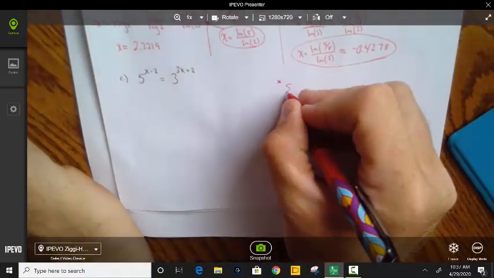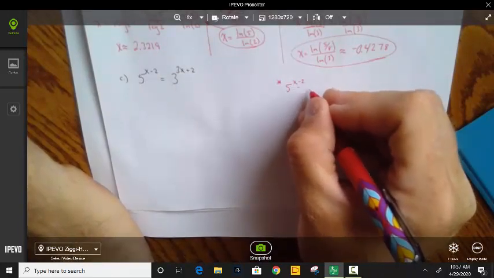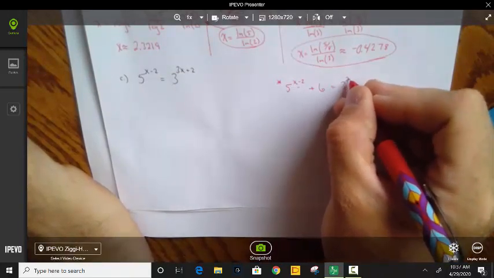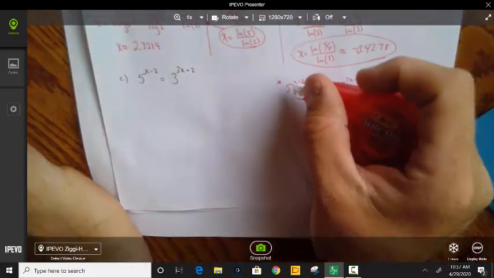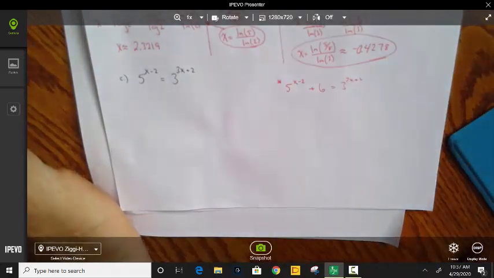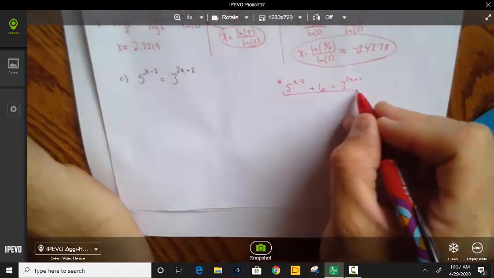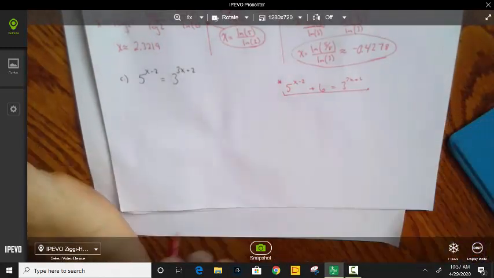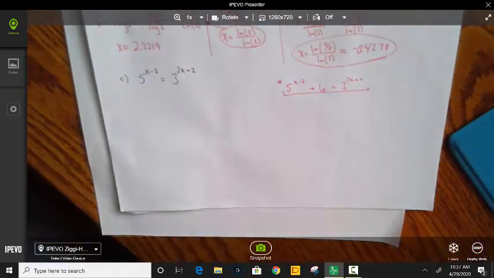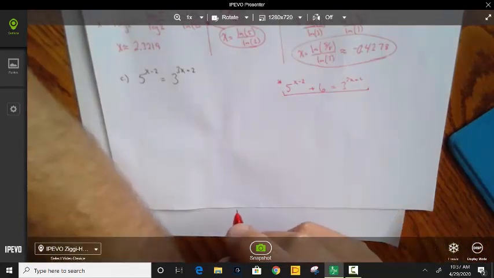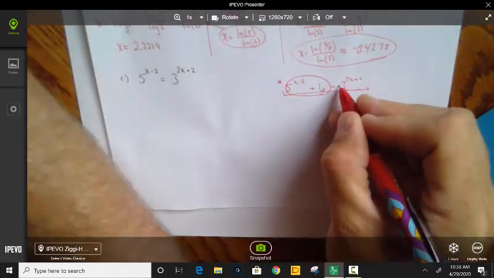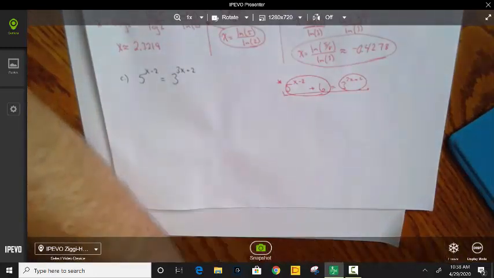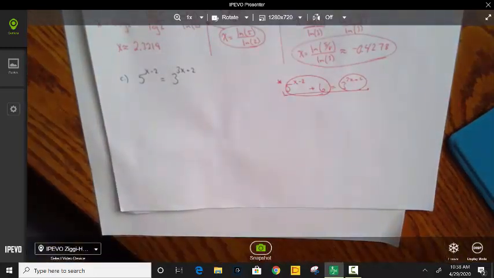If we had a problem like this, 5 to the x minus 2, and then let's say we had plus 6 equals 3 to the 3x plus 2, that problem becomes exponentially, no pun intended, more difficult. And on a problem like this, we would probably just use Desmos and let technology take over the work for us to get the answers without actually solving it manually. Because what you could do on Desmos is you could just type in each side of the equation, and it would create 2 graphs, and then just identify where they intersect, and that'll tell you the solution to the equation.